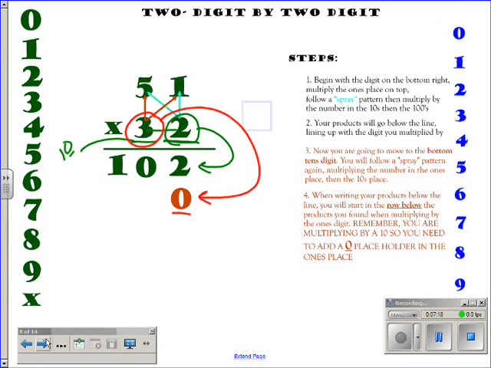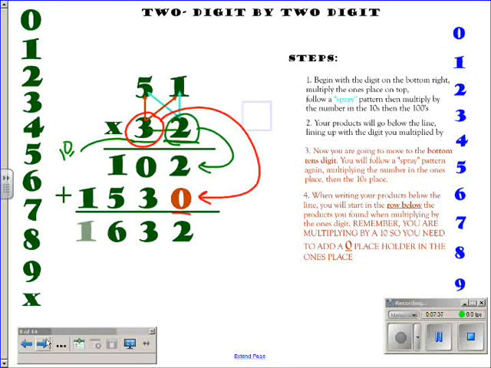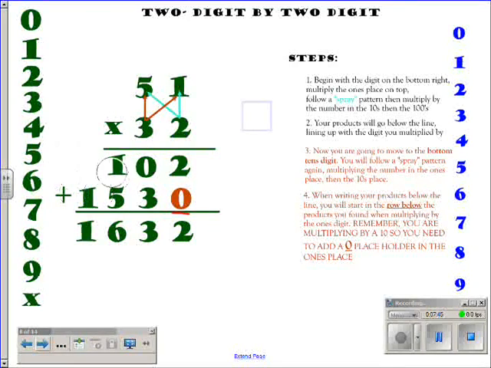We're going to do our next spray, which is 3 times 1, which will give you 3. 3 times 5, which gives you 15. And then you add those two together. You have 2 plus 0 is 2, 3 plus 0 is 3, 5 plus 1 is 6, 1 plus 0 is 1, 1,332.